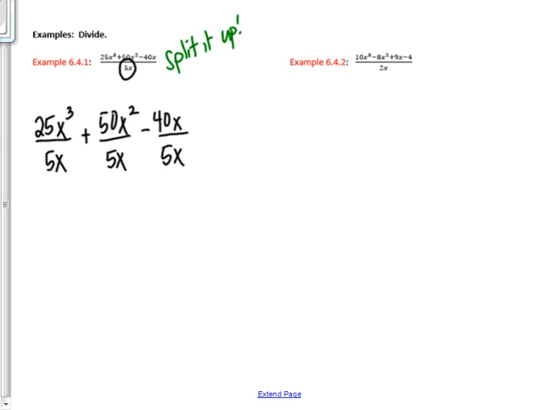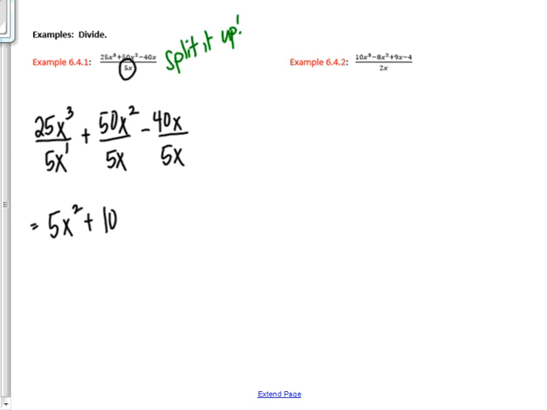Now this is something we did in the first or second lesson. We divided, and so you know that you divide your numbers, and what do you do with your exponents? When you're dividing, you subtract them. So if I simplified those, 25 divided by 5 is 5, and if I subtracted those exponents, it would be 3 minus 1, or x squared.